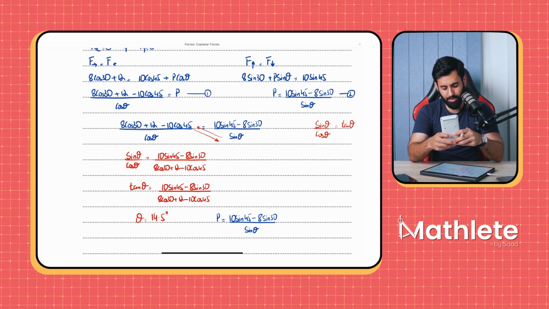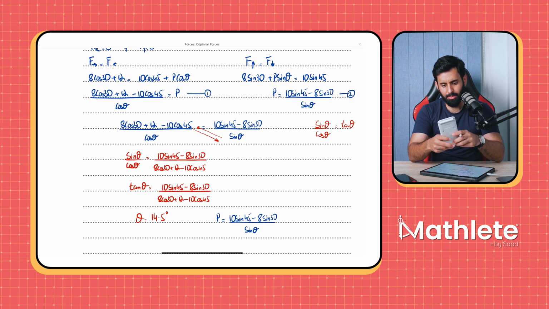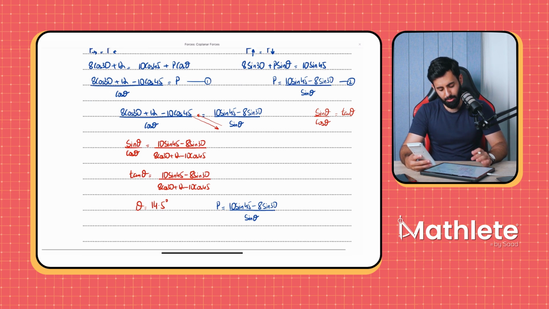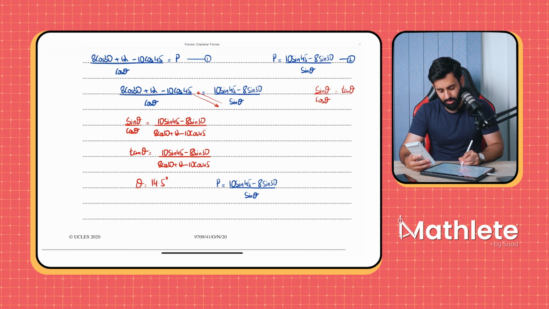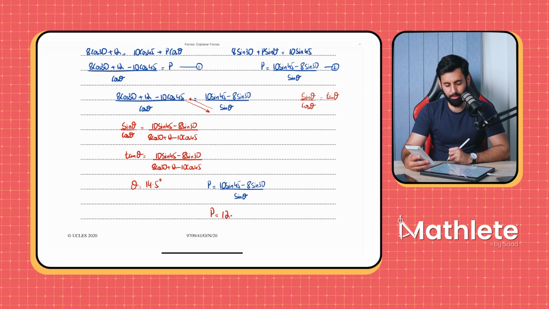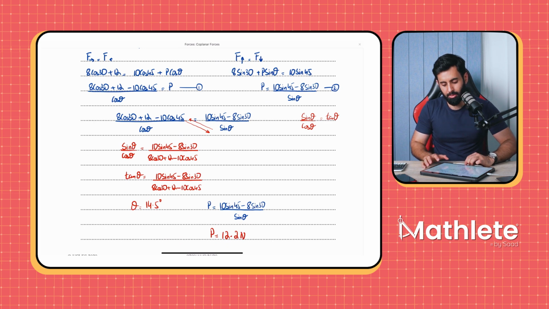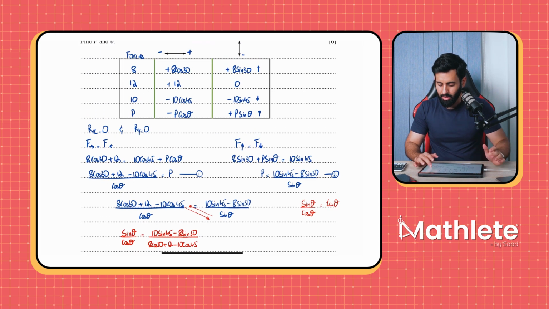So there you go. 10 sine 45 minus 8 sine 30, close the bracket, otherwise you'll end up with a syntax error, divided by sine theta. Now, it's preferable that you use the answer key so you don't have to worry about using the rounded off value. So P is equal to 12.24, which we will round off to 12.2 newtons, because P is a force, so the unit is going to be newtons. And there you go. That's it.